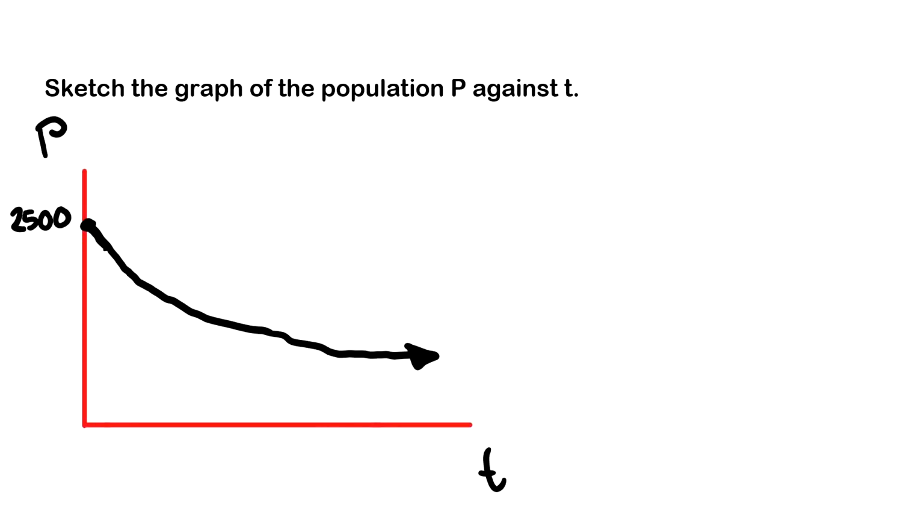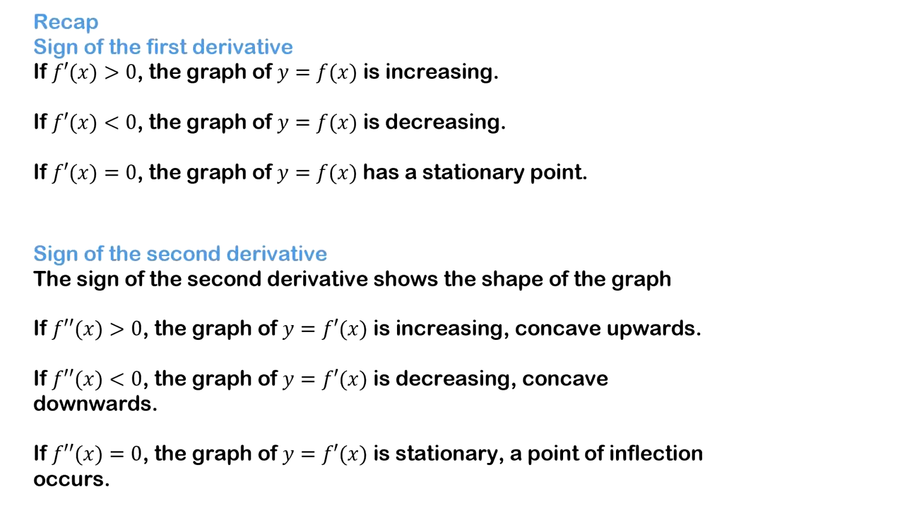So to recap, this is just a recap of what we covered in some of the important parts. So remember, you're using both the first and the second derivative here. So it's important to note that the first derivative is in relation to the gradient, remember? So if the first derivative is greater than 0, it's increasing. And it's a good way to think of it in terms of population. So the population is getting bigger if the gradient is greater than 0. Now, if it's less than 0, it's decreasing. So again, in terms of population, that population is getting smaller.